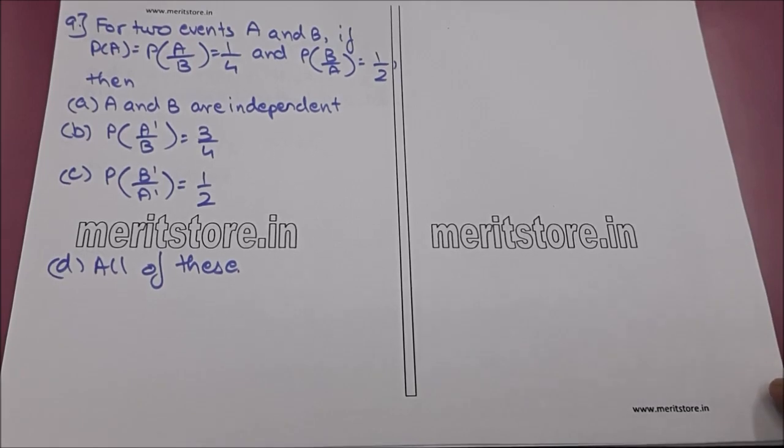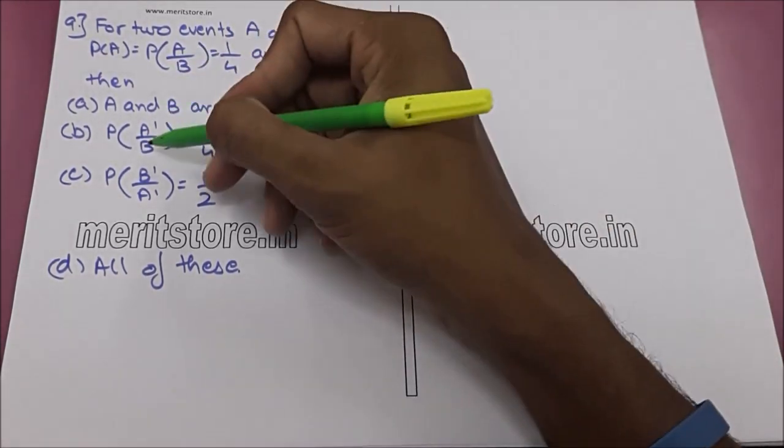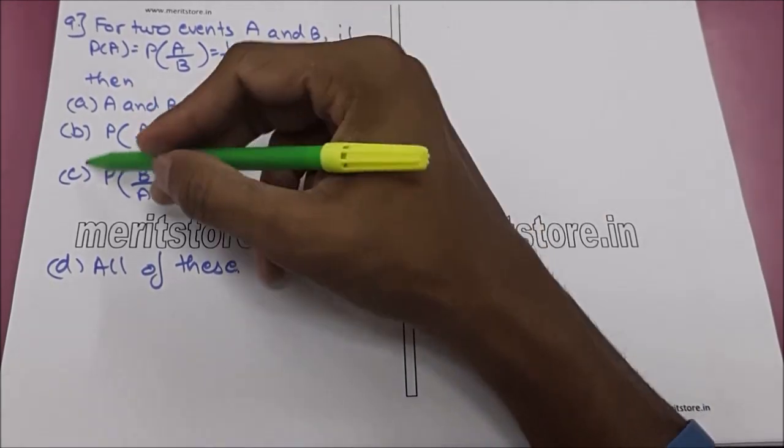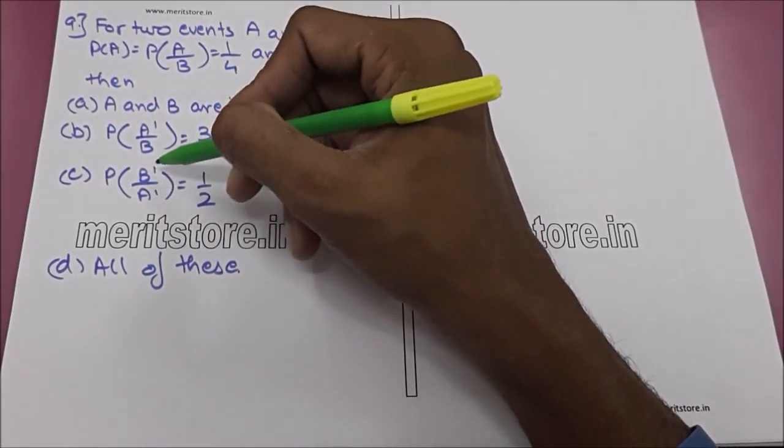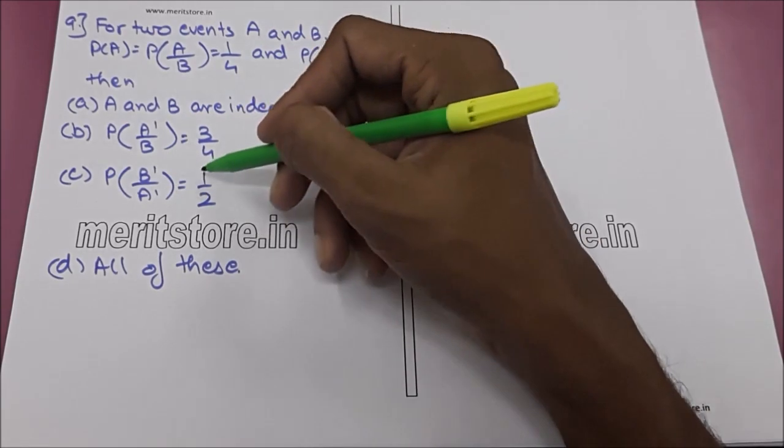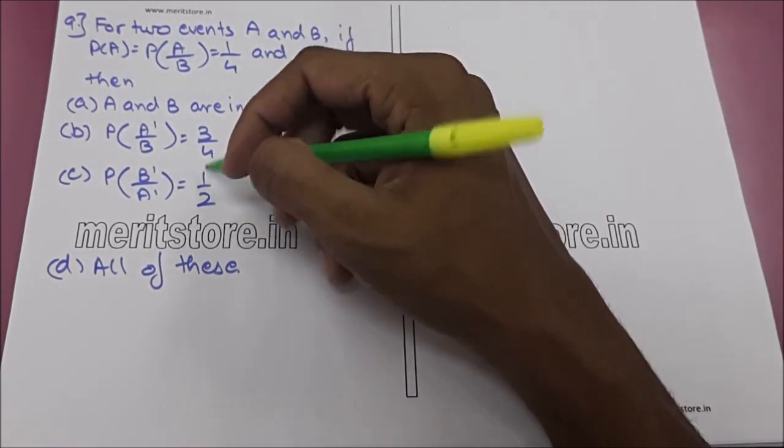Question 9. For the 2 events A and B, if P(A) is equal to P(A given B) is equal to 1 by 4 and P(B given A) is equal to 1 by 2. Then we have four options, that is A, A and B are independent. B, P(A complement given B) is equal to 3 by 4. C, P(B complement given A complement) is equal to 1 by 2. So D, all of this.